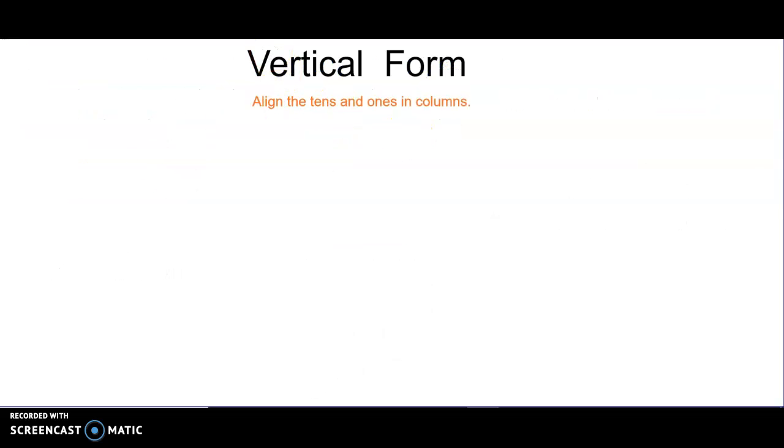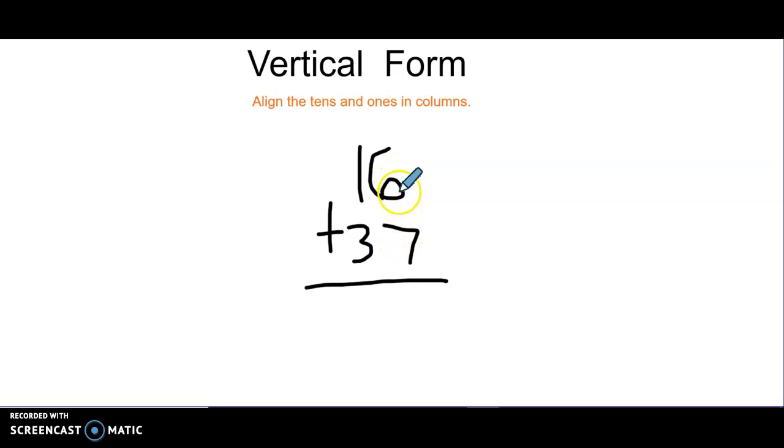All right, I want to talk about vertical form really quick. So that means align the tens and ones in columns. So for example, if you're going to take the number 16 plus 37 equals, we want to make sure that we line up the ones column and the tens column, okay? So that we can understand this number down here will represent the amount of ones, and this number down here will represent the amount of tens.